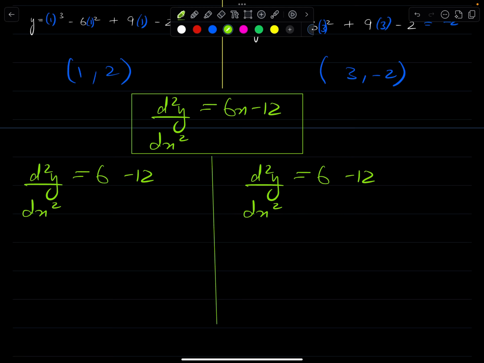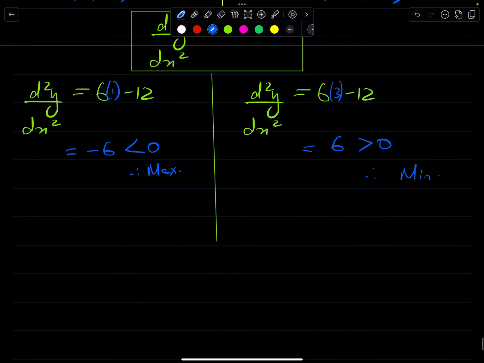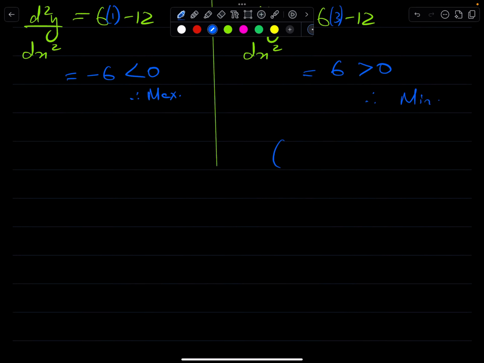So we have a 1 here and a 3 here, and thus this is what we have. In this case 6, in this case minus 6. This is less than 0, thus it's a maximum point. This is greater than 0, thus this is a minimum. We leave our final answer in this form.